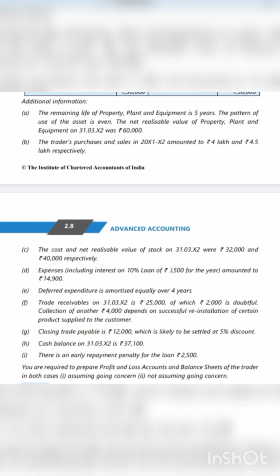You are required to prepare profit and loss accounts and balance sheets of the trader in both cases. 1. Assuming going concern. 2. Not assuming going concern.